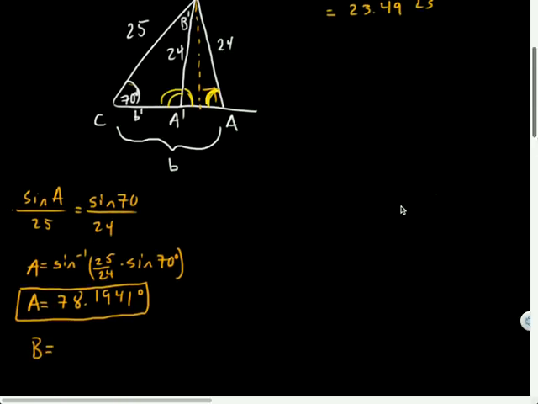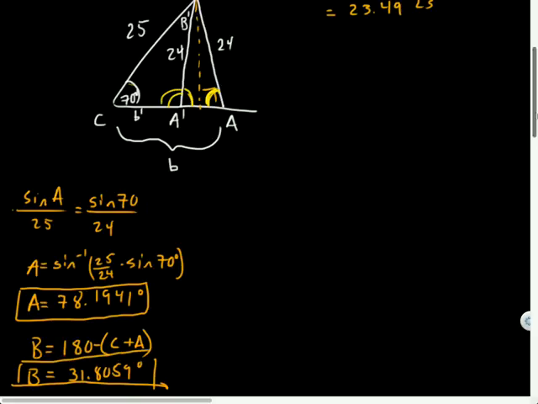Let's see. 180 minus the sum of C and A, right? That's 180 minus the sum of C plus A. So B equals 180 minus (70 plus the second answer). And I get 31.8059 degrees for angle B.